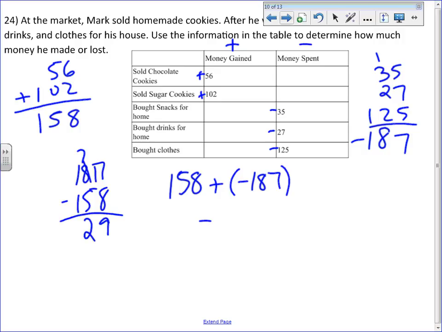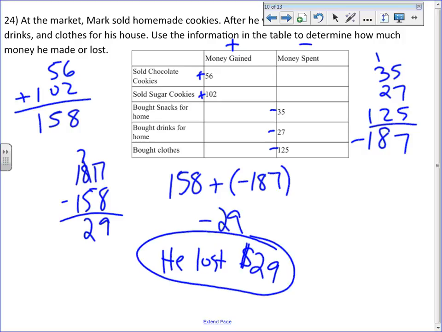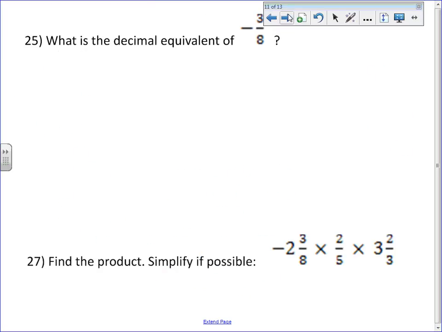And we end up with negative 29. So now I would write a sentence here. He lost $29. That's what they're looking for.